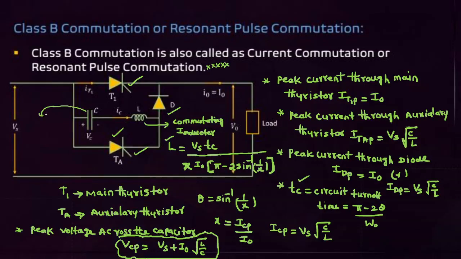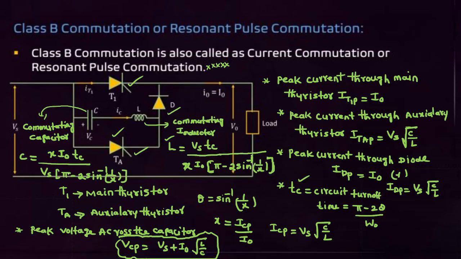What is the design formula for the commutating capacitor? The commutating capacitor C equal to xi naught Tc by Vs into pi minus 2 into sine inverse 1 by x. Repeating this, xi naught Tc, where Tc is the circuit turn-off time. These are the design formulas.